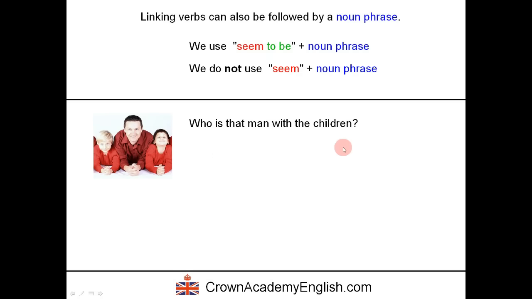So, example. Who is that man with the children? And the answer is, he seems to be their father. So we use this form. He seems to be their father. So we use seem to be, then the noun phrase. Now this is correct, but this is wrong. So we do not use seem followed by the noun phrase. We do not say this. He seems their father. No, this is wrong, and this is strict. There is no doubt about this. This is a mistake.